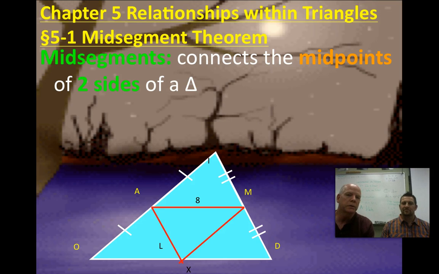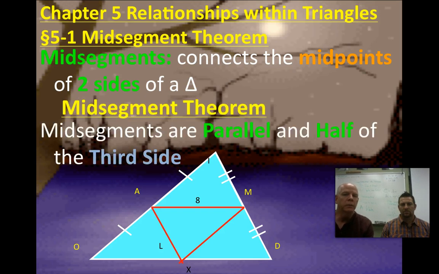Once we have those midsegments defined, they end up creating a special relationship within a triangle, hence part of the chapter name. What ends up happening is the midsegment theorem. And so here's the midsegment theorem. It says midsegments are parallel to and half of the third side. So let's dissect that a little bit.